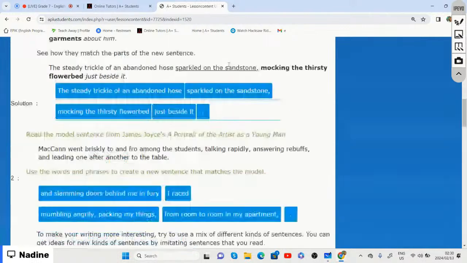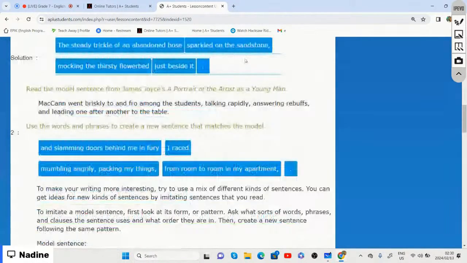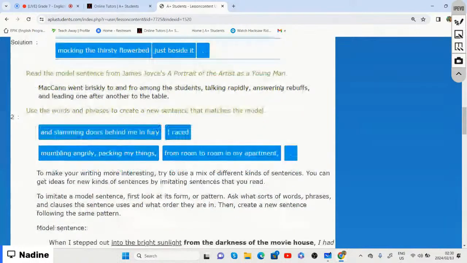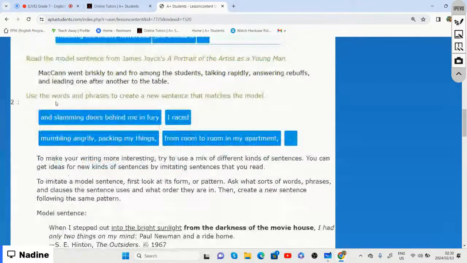All right. So now we're going on. We need to read the model sentence. So basically, we have a model sentence and then we have a new sentence, and then we do the comparison of the two. Not even necessarily comparisons, but as you look at what stands out specifically within these sentences, our model sentence is: McCann went briskly to and fro among the students, talking rapidly, answering rebuffs, and leading one after another to his table.